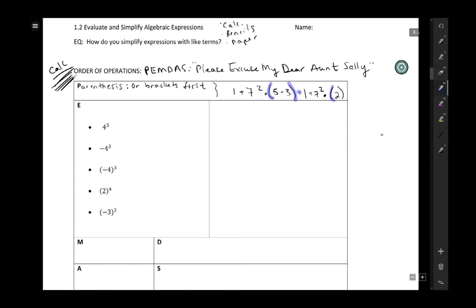Now I know some of you are saying, well, I know 7 squared, things like that. Just do what is in parentheses first, okay? Or brackets. Brackets are grouping. Anything like those are parentheses. From there, we move on to exponents. Okay, parentheses first, then you take care of any exponents. Again, use your calculator.